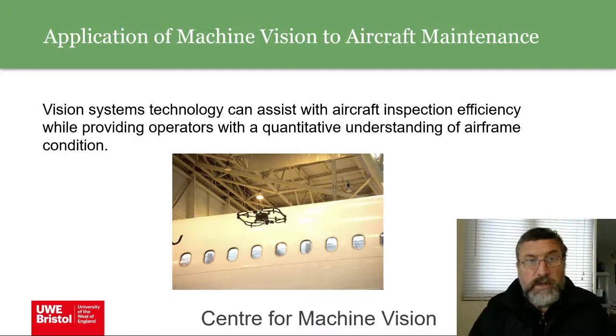And of course, when we're looking at inspecting the fuselage, we could use something like a drone, which I mentioned before, and we can get a decent quantitative understanding of airframe condition. We can measure defects and the size of them, the seriousness of them, to give us a complete ongoing record of what's happening to the aircraft.